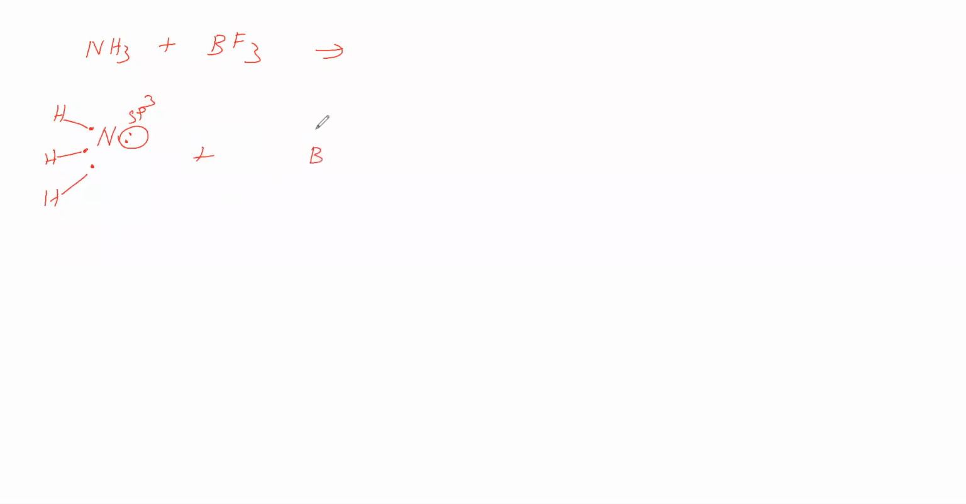In BF3, boron and 3 fluorine atoms are present. Boron comes under the 3rd A group, which means the valence shell has 3 electrons. Those 3 electrons make bonds with fluorine. This boron has 3 bonds, therefore we can say it is trigonal planar.